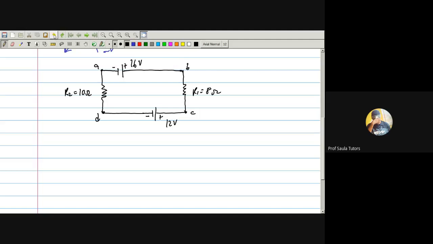Let me now say I'm giving you something like this. This is 6 volts. Now, how do we solve something like this? What do you think the direction of the current will be?